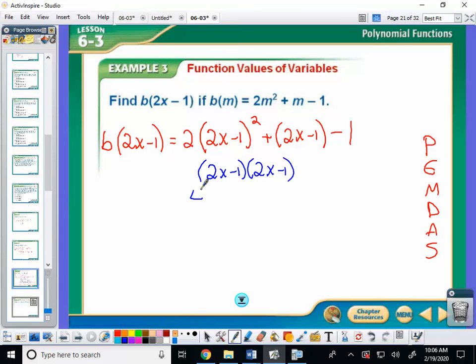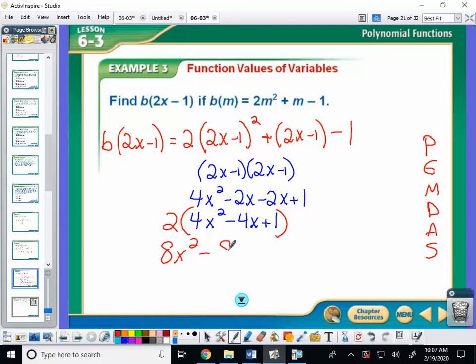So we've got 4x squared minus 2x minus 2x plus 1, which is going to become 4x squared minus 4x plus 1. What do I need to do to that 4x squared minus 4x plus 1? Distribute the 2, that's right. So I've got this 2 here. You have to take that I FOILed and take it times 2, which is going to give me 8x squared minus 8x plus 2.